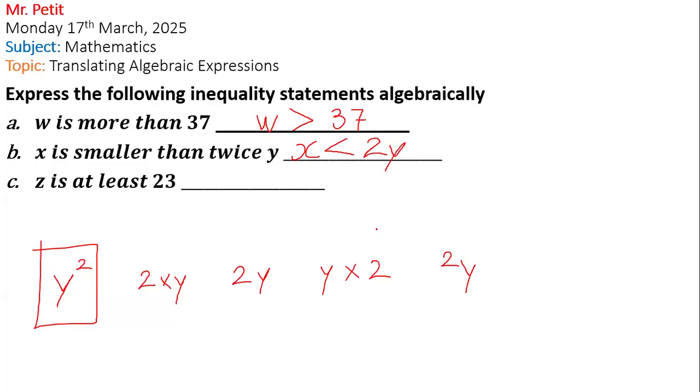Right. So it's 2 times y. So x is less than 2y, not y squared, because y squared means y times y. We don't want to raise y to the power of 2. It's not y times y, it's 2y, it's y plus y.